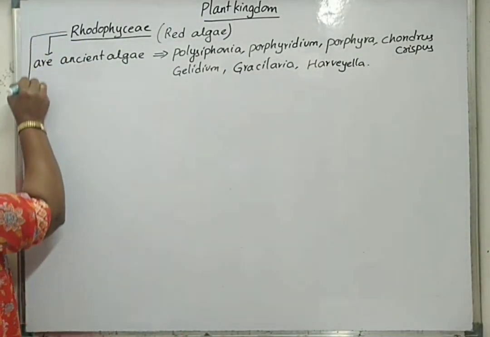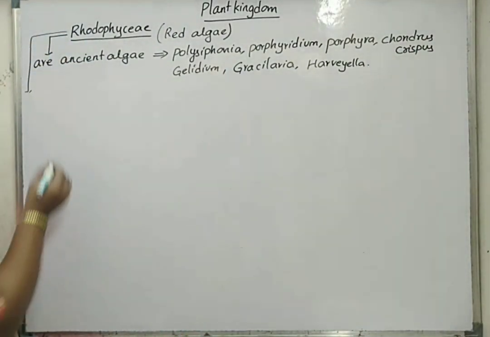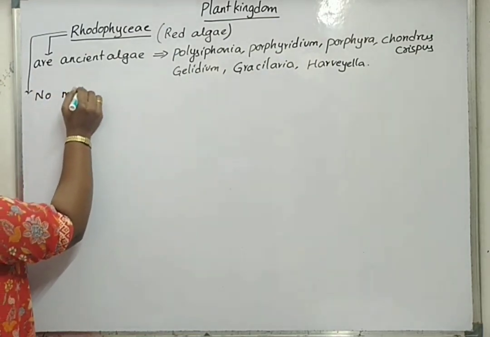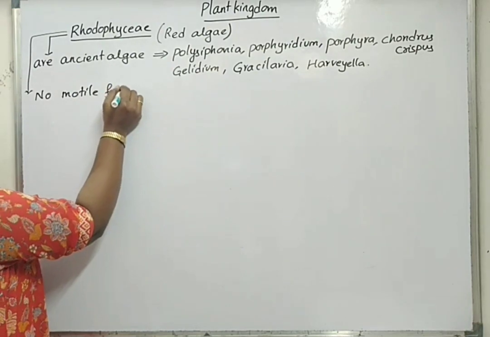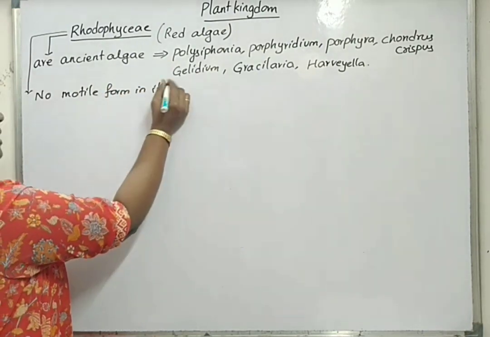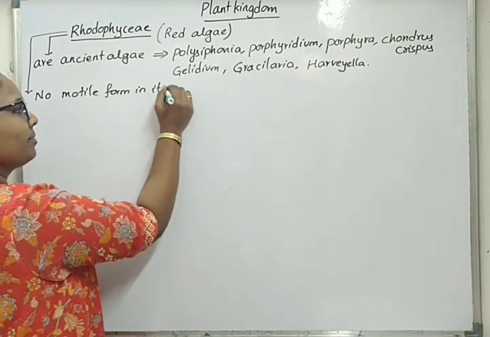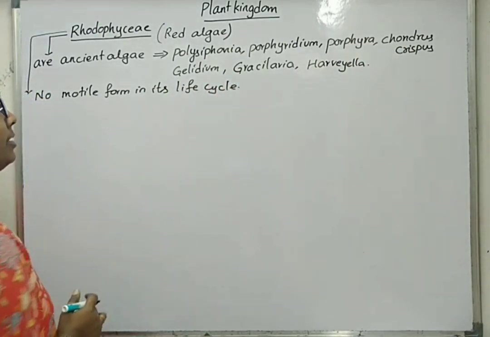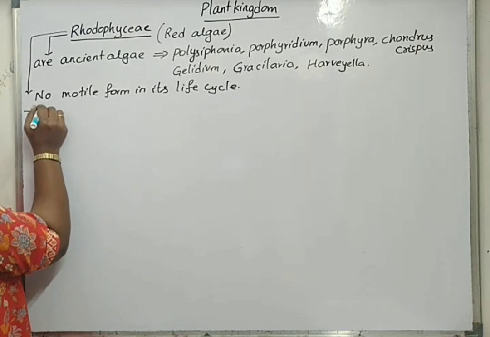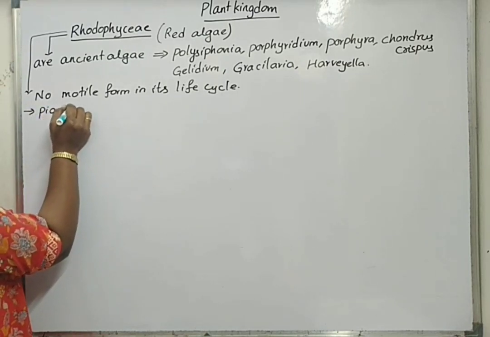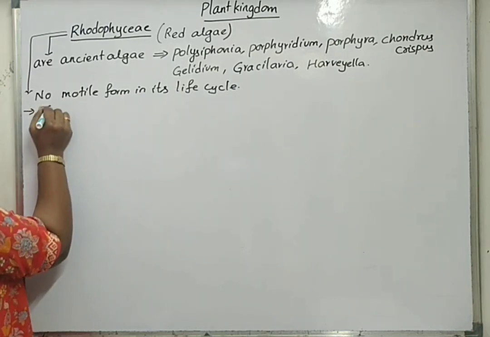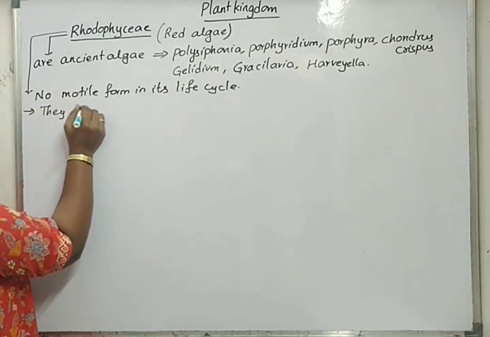In these Rhodophyceae members, there is no motile form in the life cycle or in its lifetime. Before going into pigments, we will see habitat. They purely live in marine water.